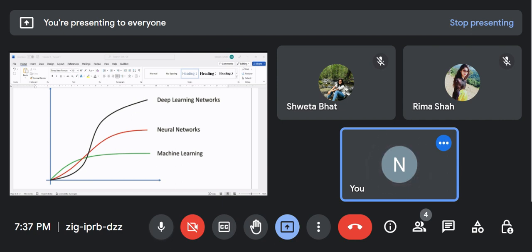And at the last, in the previous session, I showed you a comparative graph between machine learning, neural network, and deep learning networks: when a large amount of data is available and you want to perform your learning over it, machine learning is something which we can't use. So here we need to work with deep learning.